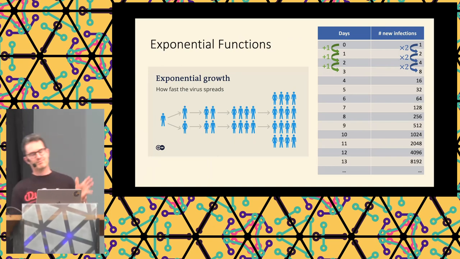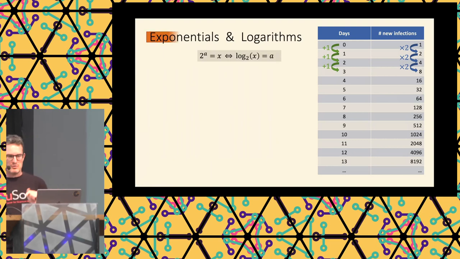Let's start with something we unfortunately know: exponential functions. So how fast does the virus spread? Well, if on day zero we have one person infected, and the R number is two, then on day one there are going to be two new infections. On every day we move on here, we add a day, we double the number of infections. And in this column here, you recognize the powers of two. Every good nerd should recognize these numbers as powers of two. Okay, that's the easy part. That's the exponential part. They go to the right in this table.